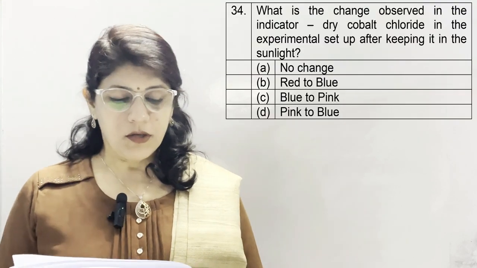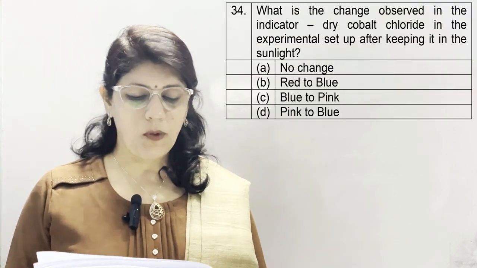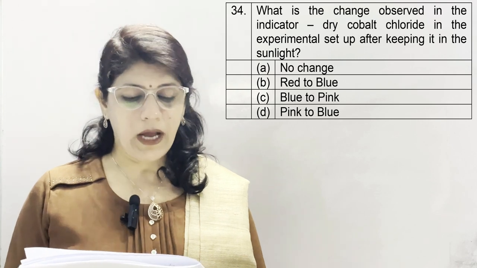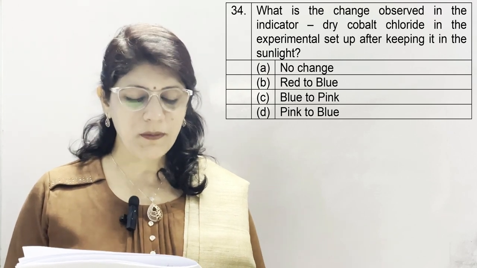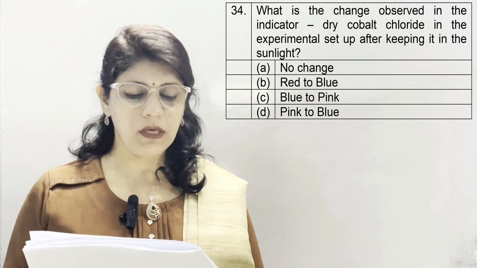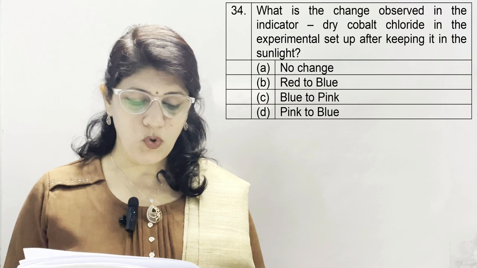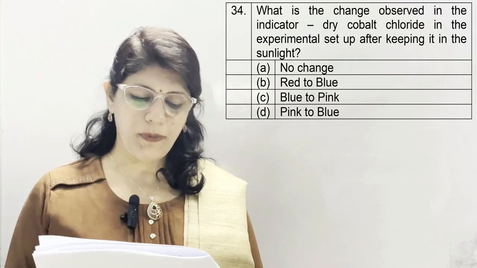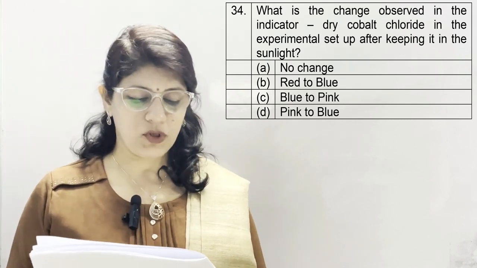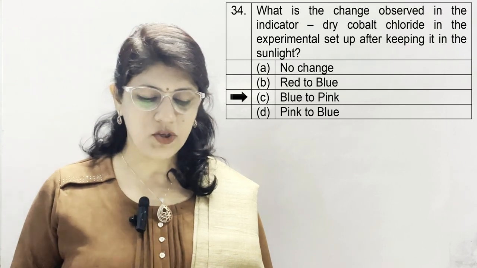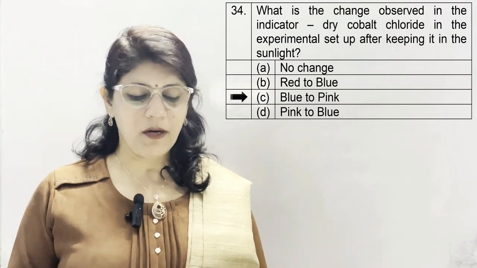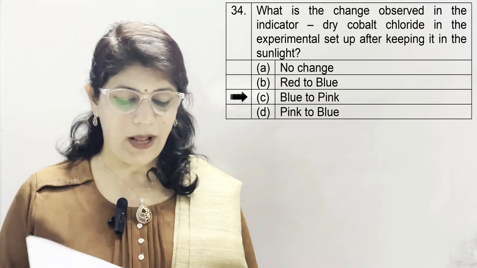34 question, what is the change observed in the indicator dry cobalt chloride paper in experimental setup after keeping it in the sunlight? A option no change, B red to blue, C blue to pink and D pink to blue. And the correct option is blue to pink. Its color changes from blue to pink when it becomes moist from dry.